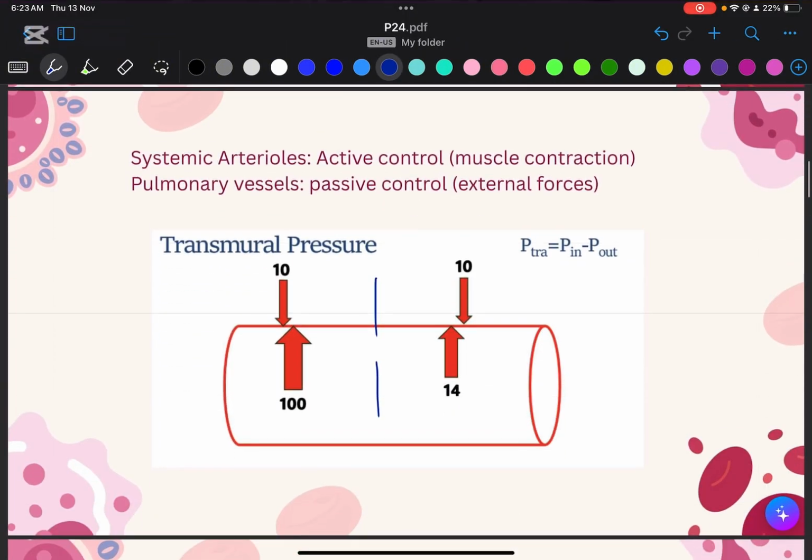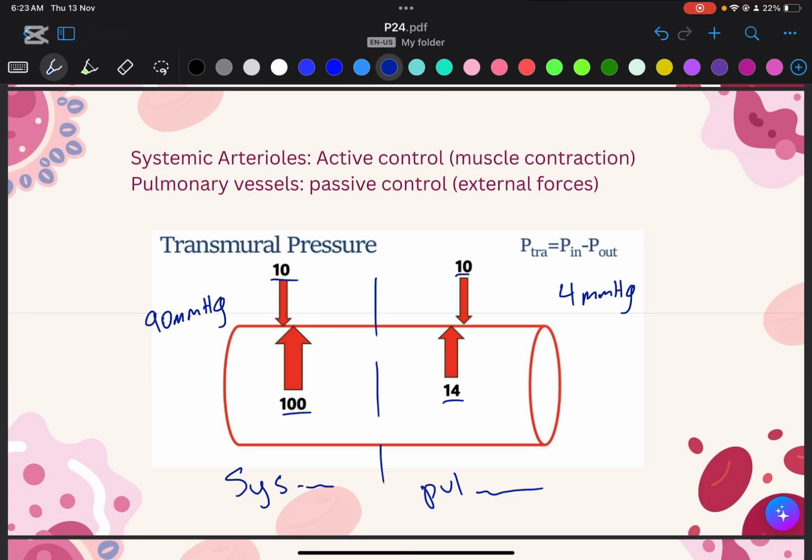The next thing you need to know is that systemic arterioles are controlled via active control, which is just muscle contraction, and pulmonary vessels are controlled via passive control, which is external forces such as blood flow and pressure. If we divide this in half, with systemic arterioles on this side and pulmonary vessels on this side, and calculate the transmural pressure, we'd see that they're completely different. Transmural pressure is inside pressure minus outside pressure. So 100 minus 10 is 90 millimeters of mercury. And 14 minus 10 is 4 millimeters of mercury.